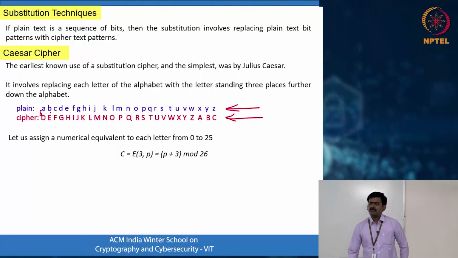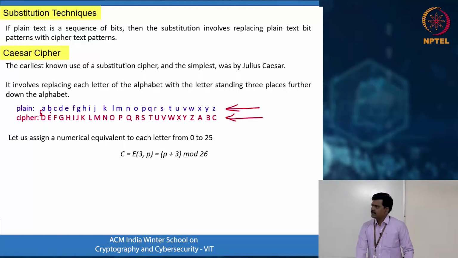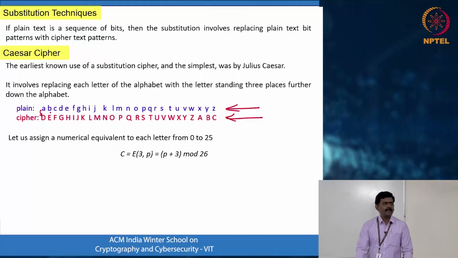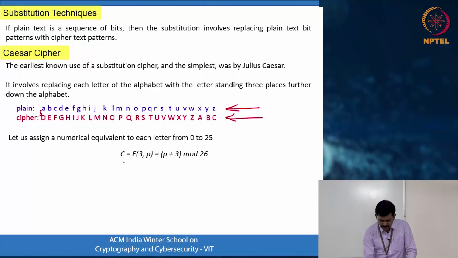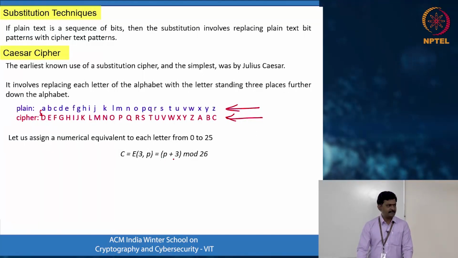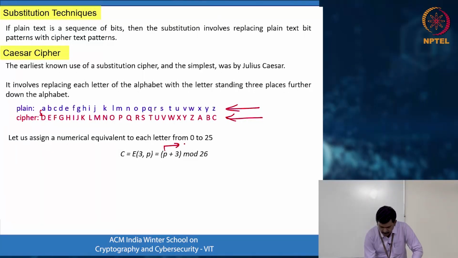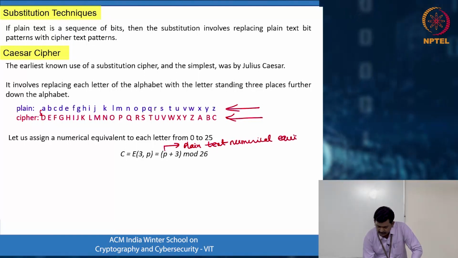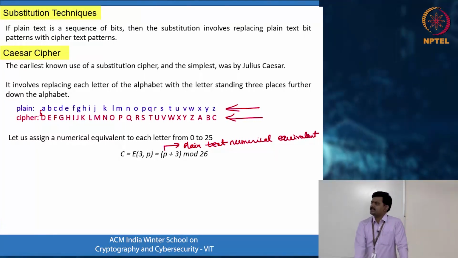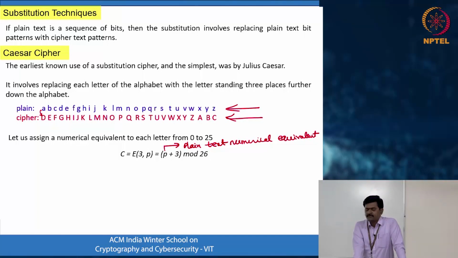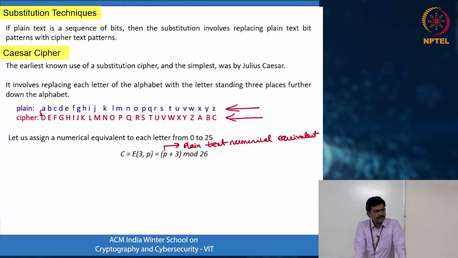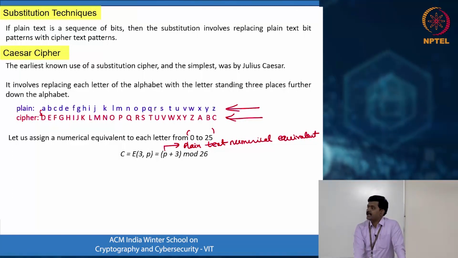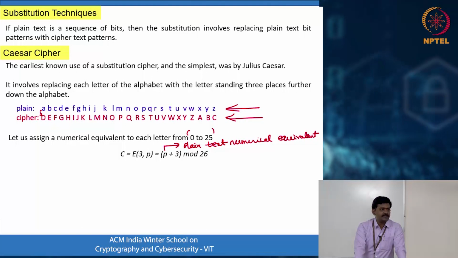Now, what I did was, I represented all these 26 alphabets from 0 to 25, and I represented that cryptosystem as C = (P + 3) mod 26. What is P there? My plain text numerical equivalent. What is the numerical equivalent of A? As per this, 0. A's numerical equivalent is 0, Z's numerical equivalent is 25.